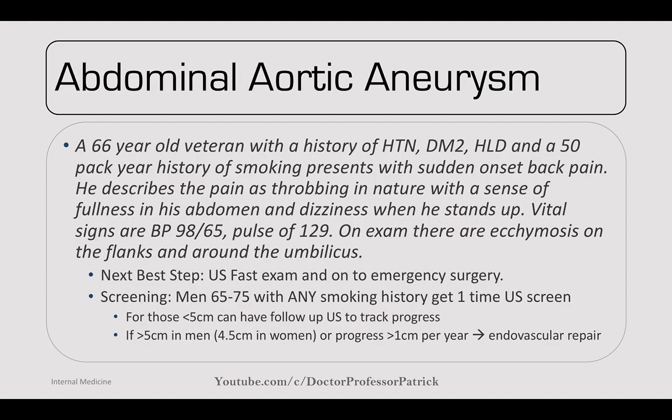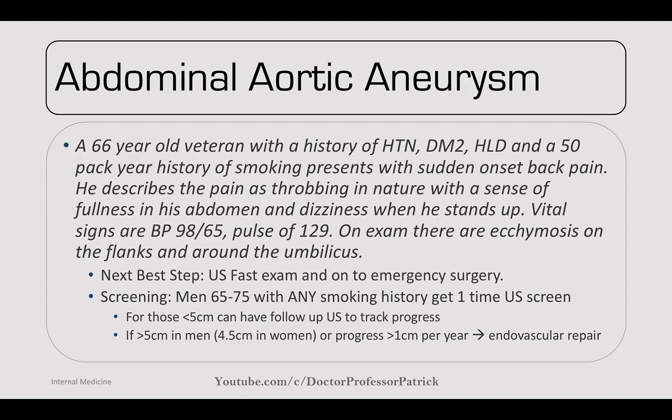Next up, we've got abdominal aortic aneurysms. So we have a 66-year-old veteran with a history of hypertension, diabetes, hyperlipidemia, and a 50-pack year smoking history, presenting with sudden onset back pain. He describes the pain as throbbing, with a sense of fullness in his abdomen and dizziness when he stands up. Vital signs are hypotensive with an elevated pulse. On exam, there's ecchymoses on the flank and around the umbilicus. So your next best step here would be a FAST exam and on to emergent surgery.